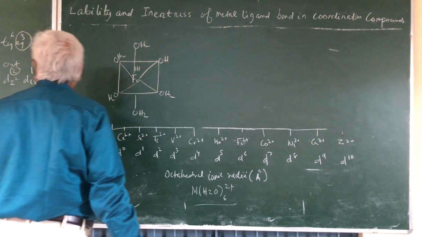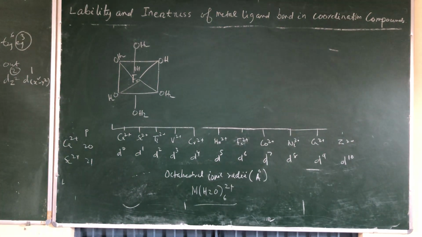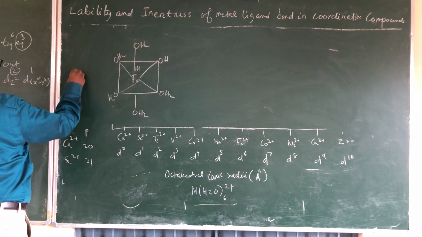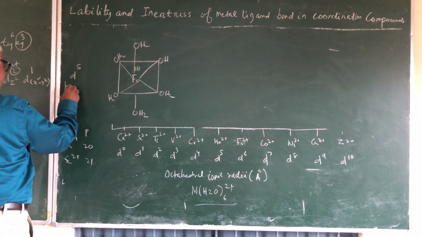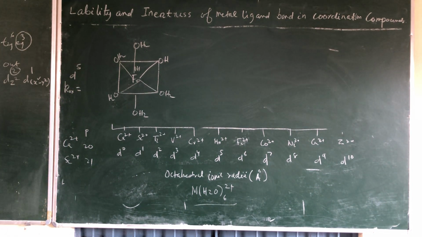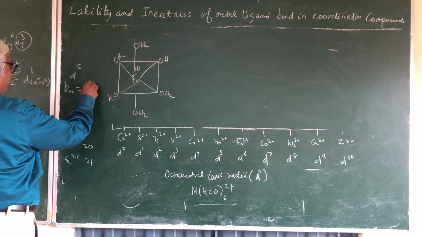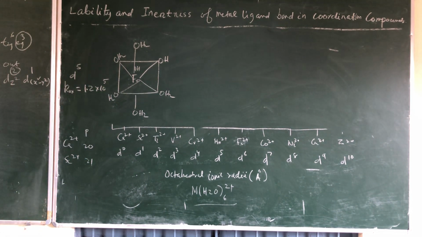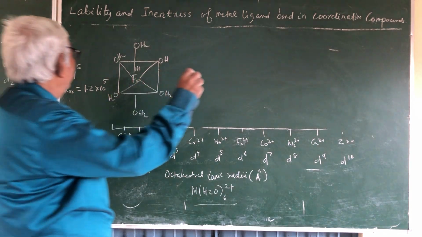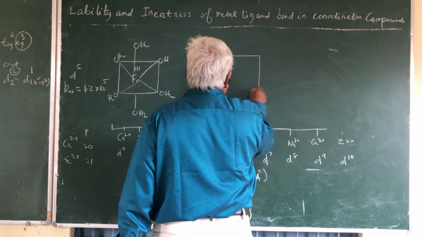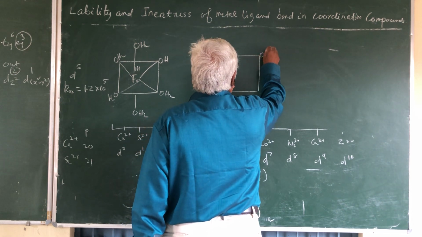This is the penta-aqua hydroxo iron system, d5. The exchange rate constant is of the order of 1.2 into 10 to the power 5. Why is this happening? Whereas if you take the same complex, but with all water molecules, no hydroxo system.